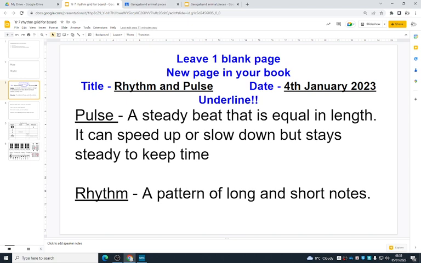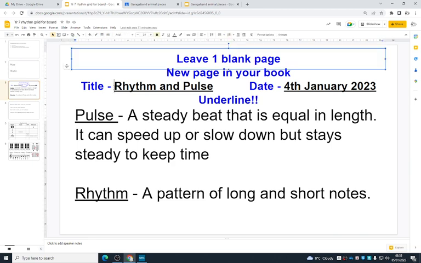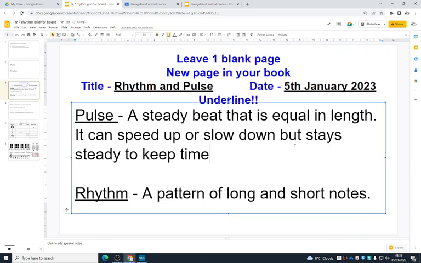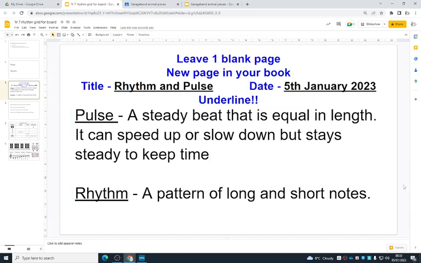So on a new page in your book, write the title Rhythm and Pulse and underline it. Write the date, which is the 5th of January, and then write out these 2 definitions for me. So your teacher that's in the room now can pause the video and you can write the definitions down.